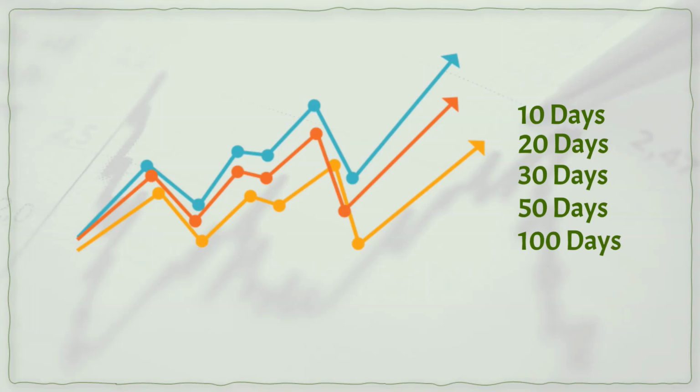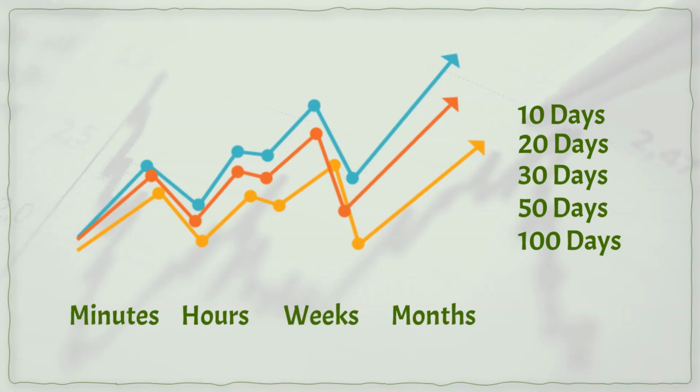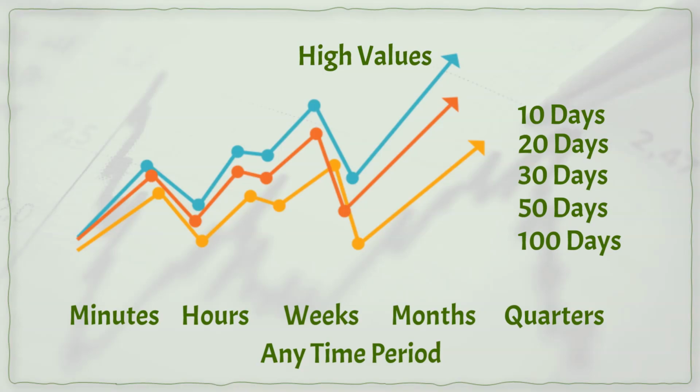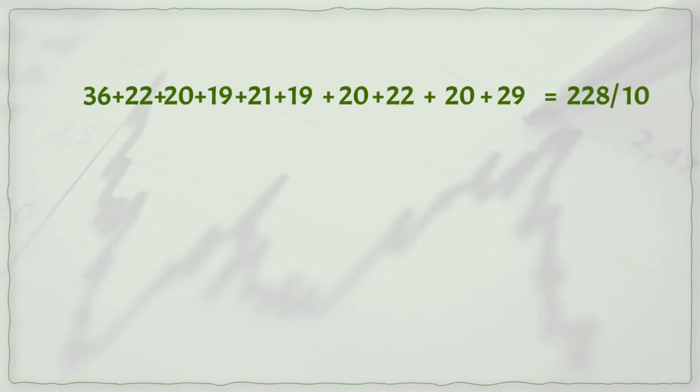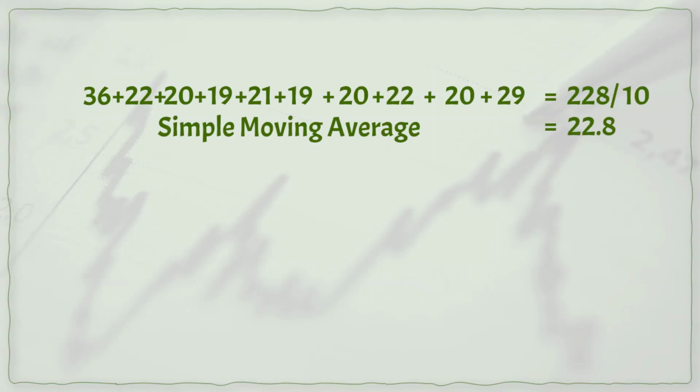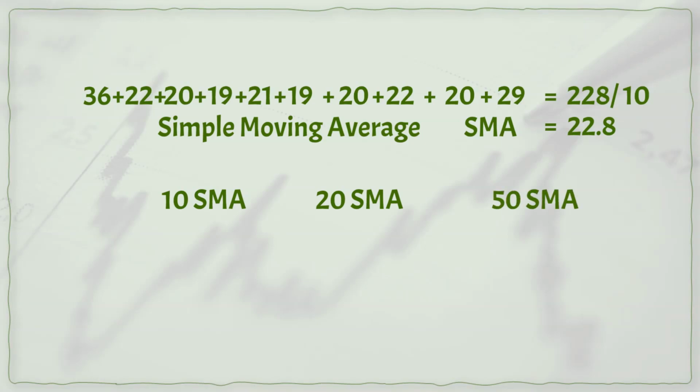We can even calculate the average value in different time periods: minutes, hours, weeks, months, quarters, and any period we want to calculate. One important point normally missed: we can even calculate the moving average of high values, the low values, the open values, and even the volume. When we simply add the values and divide it by the number of periods, it is called a simple moving average, normally called the SMA in technical analysis. So we can have a 10 SMA, 20 SMA, 50 SMA etc., with the number denoting the periods and the SMA denoting a simple moving average.